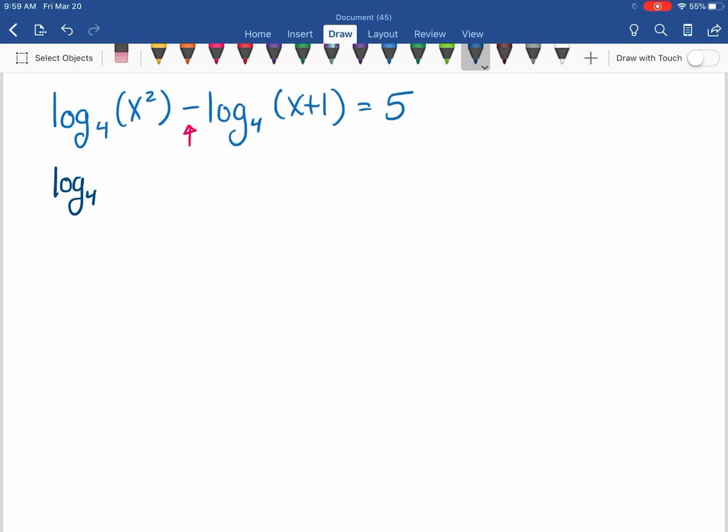So I have log base 4. The numerator is going to be x squared and the denominator is going to be x plus 1. So using our log properties, we condensed our logs.